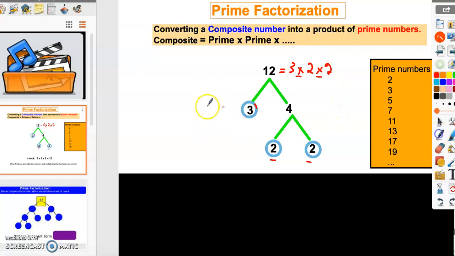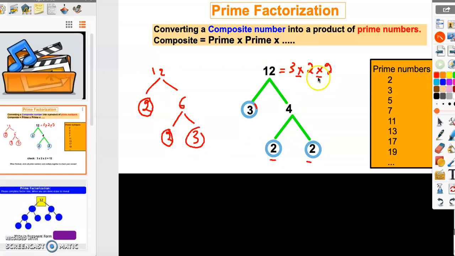You might ask yourself, can we write 12 as 2 times 6? Yes, of course we can. So 2 is a prime number. What about 6? It's a composite number. It's equal to 2 times 3. Both of them are prime numbers. So it will be equal to 2 times 2 times 3. So we will get the same solution. And now we can transform it to exponent form. So it's equal to 3 times 2 exponent 2.